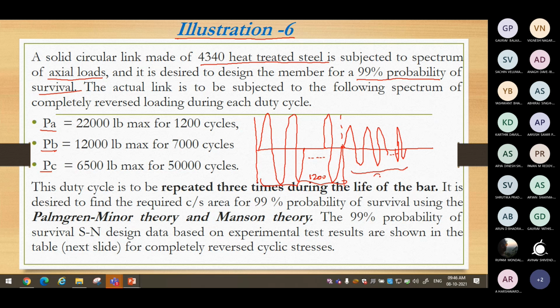So this you have to apply for 7,000 cycles. And once you have applied for 7,000 cycles, next you have to apply the load of 6,500 pounds, 6,500 pounds for 50,000 cycles. Okay. Altogether, you have to apply for 50,000 cycles. This is the working cycle. A component will undergo this type of load, 50,000 cycles.